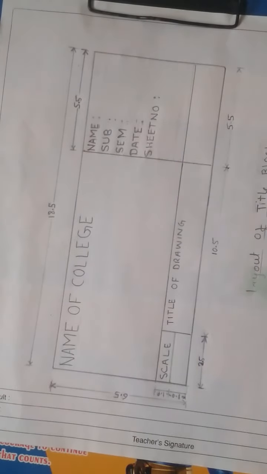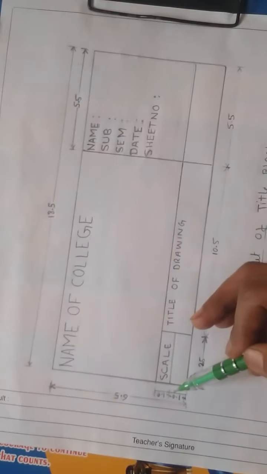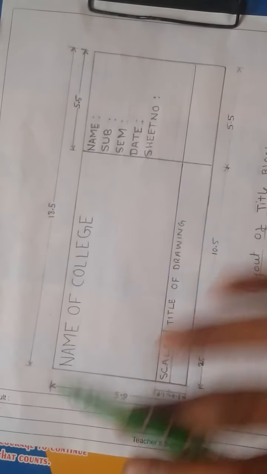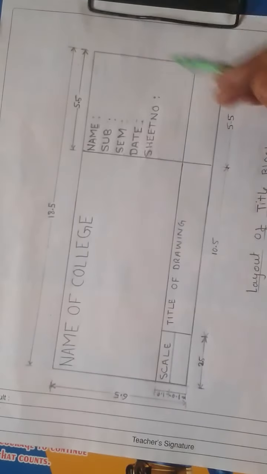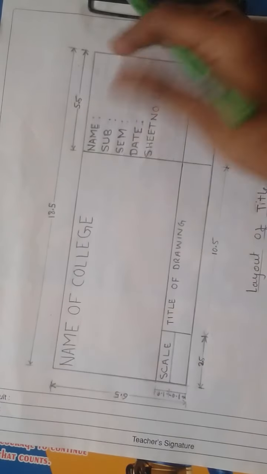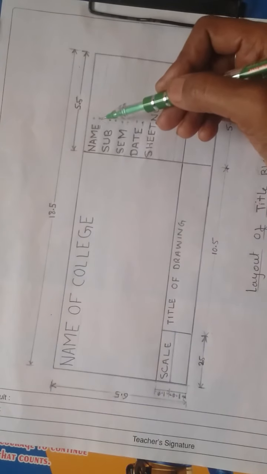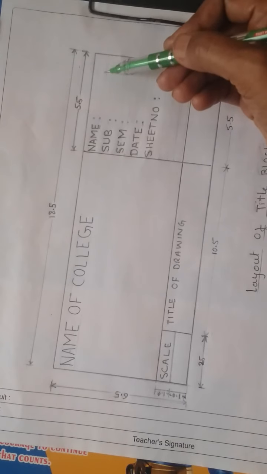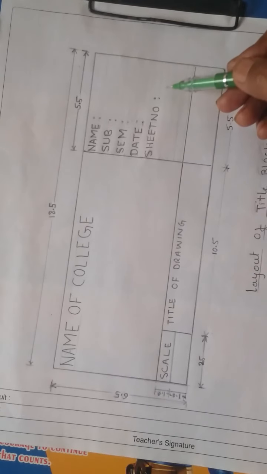So this is the layout of a title block. The standard size of a title block is 18.5 centimeter by 6.5 centimeter. In this we are going to highlight all the information which is related to the drawing. On the right side of this title block, about 5.5 centimeter, if you are using it for study purpose, then the student has to highlight the name of the student, the subject, then the semester, the date, and then sheet numbers.